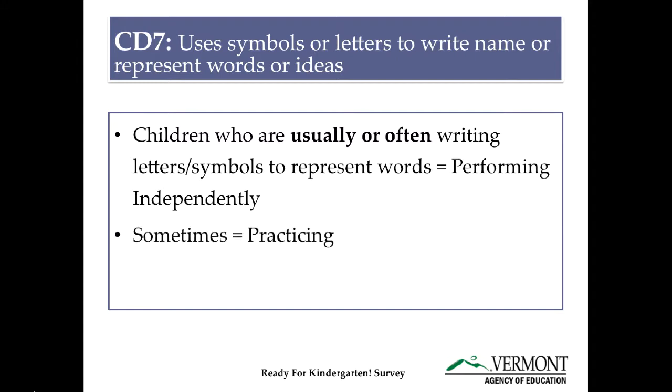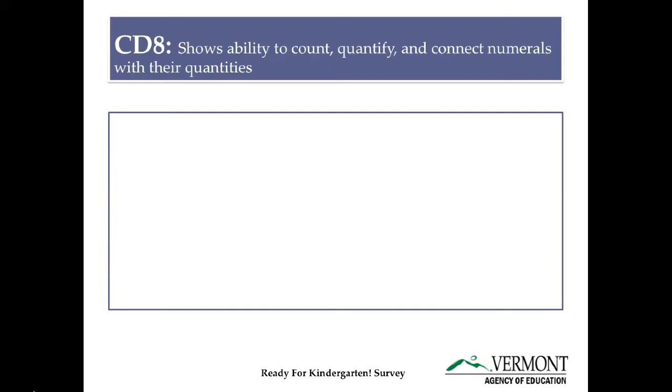If children do this behavior sometimes, they can be considered practicing. And if these skills are rarely seen in the classroom, teachers can score the children as beginning. For this item, take into consideration children's unique backgrounds. Children may express what they know and can do for this item in both or either their primary or secondary language.